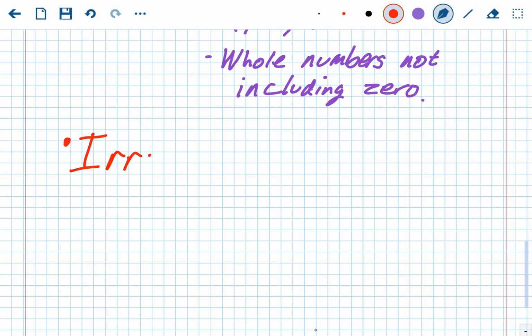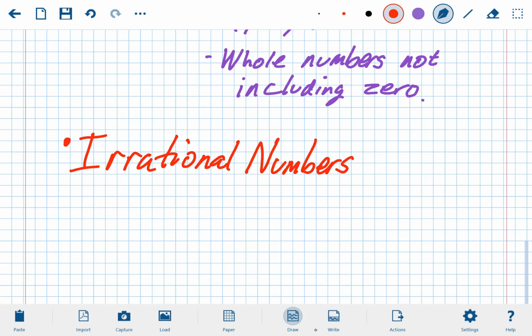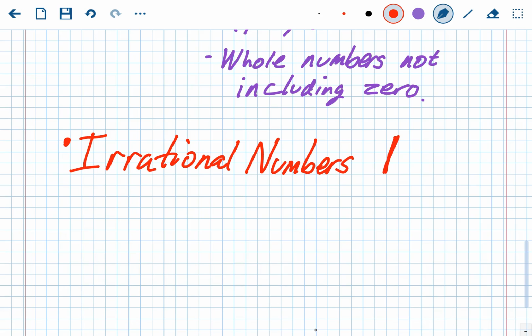Now, rational numbers was the main category in there. There are irrational numbers that we're going to talk about. Irrational numbers get the I, which is why integers didn't get I. But usually if it's irrational, we don't really mess with it that much.